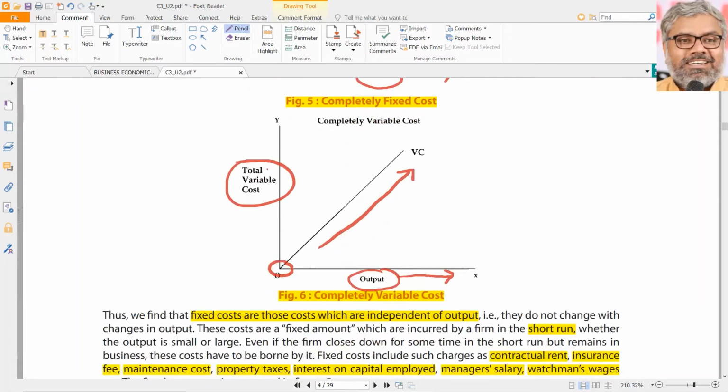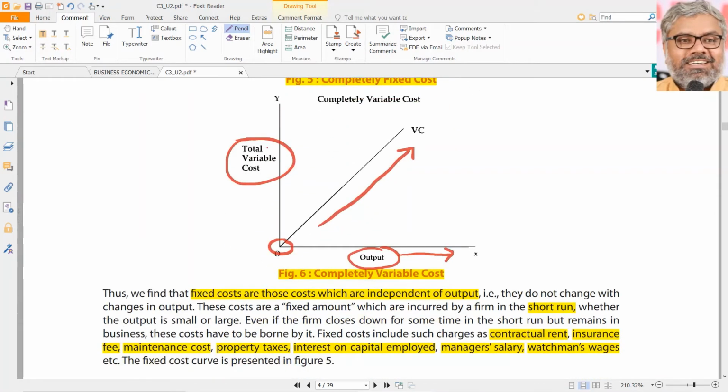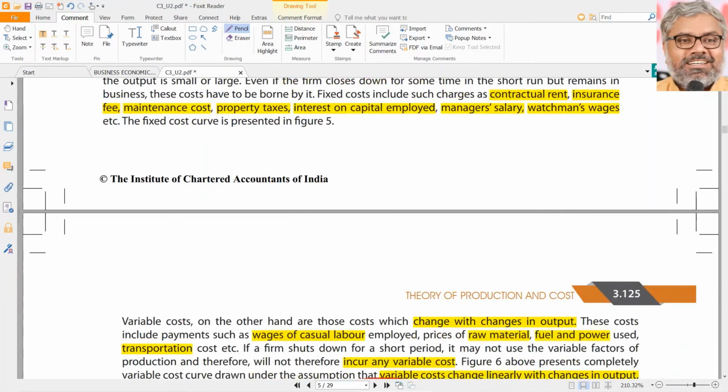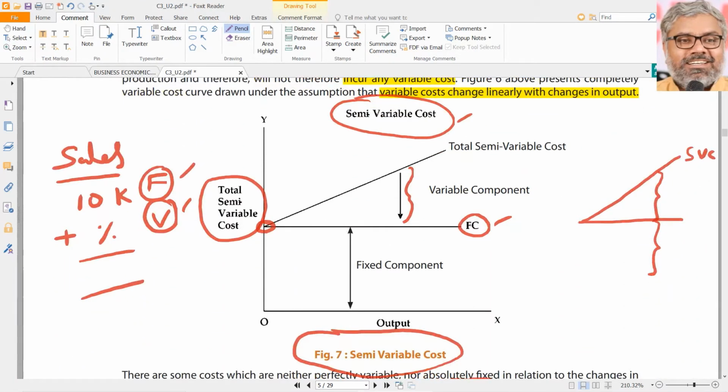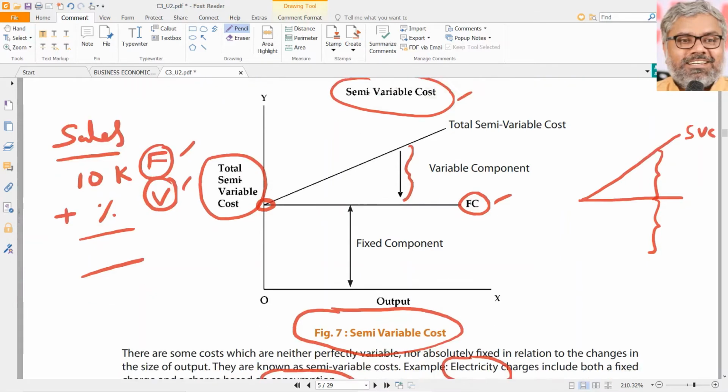How does the completely variable cost behave? As the output increases, the total variable cost also increases. Both are directly related with each other, and vice versa. How does semi-variable cost behave? First of all, it will have a fixed component which will not change. Over and above that, as the level of activity increases, the total semi-variable cost also increases.